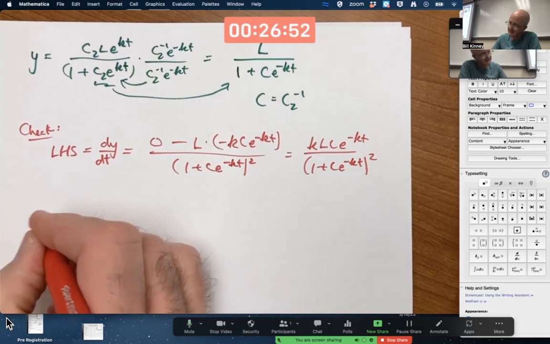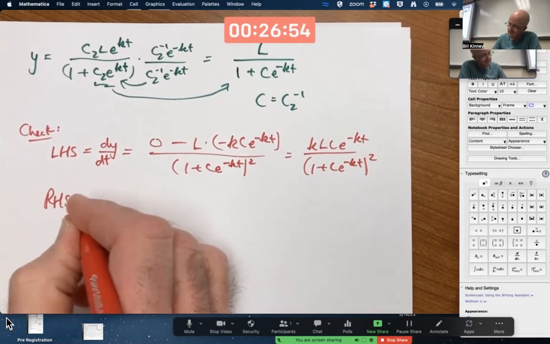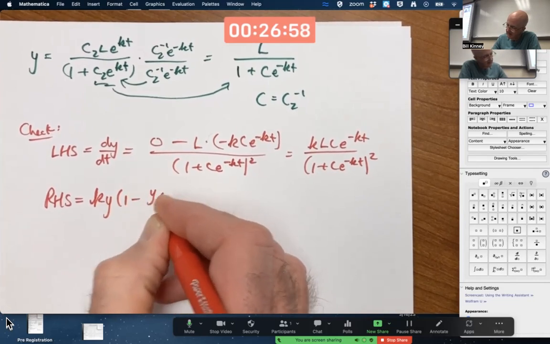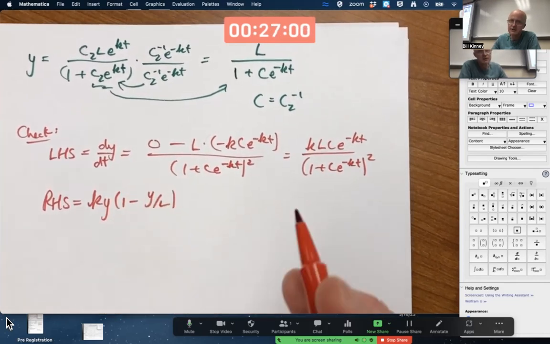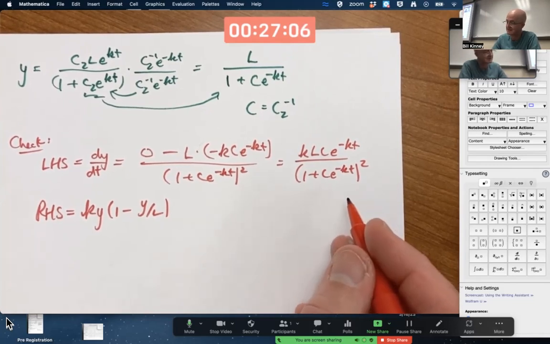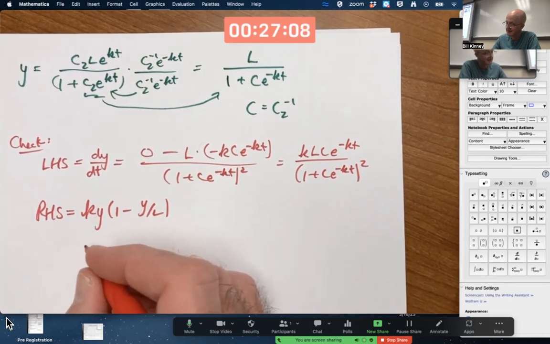And what about the right-hand side of the differential equation? That's ky times 1 minus y over L. Substitute this function in place of y and simplify. We should get the same final answer. It's not obvious that that's going to happen, is it?